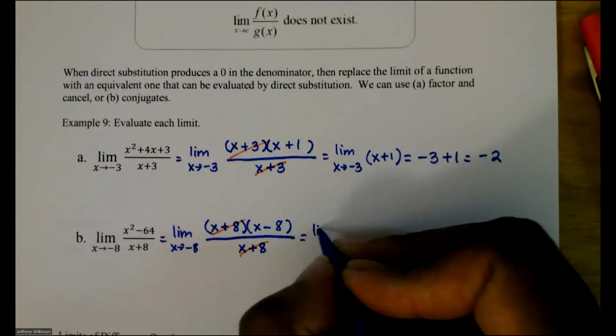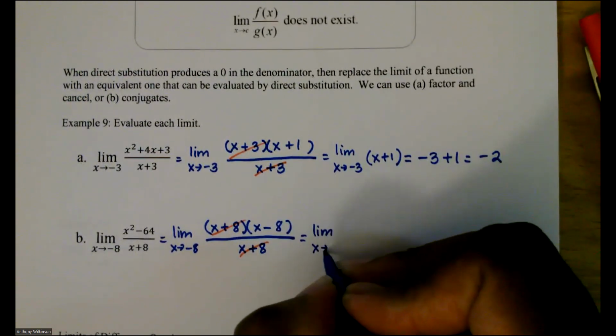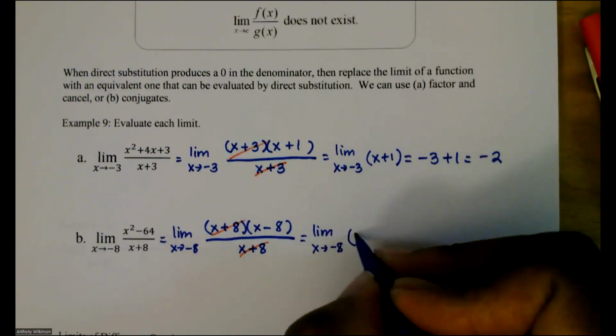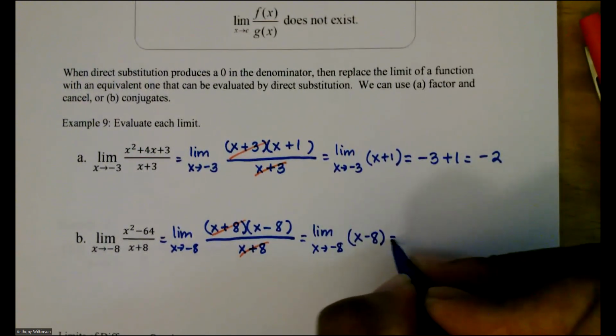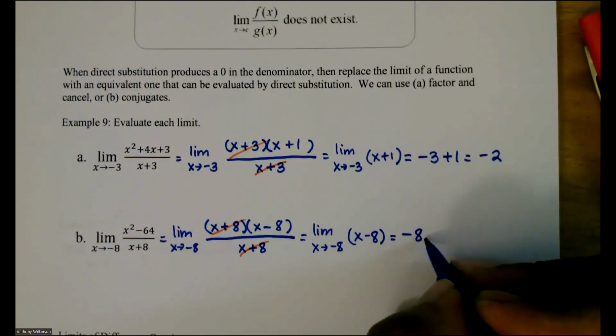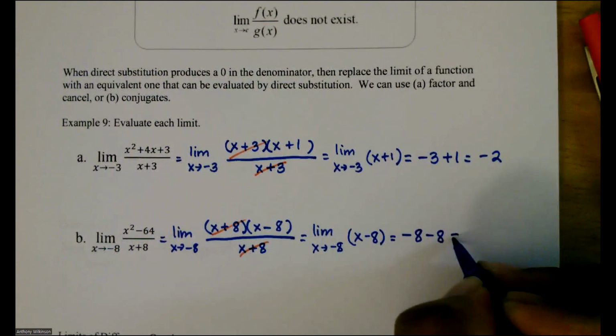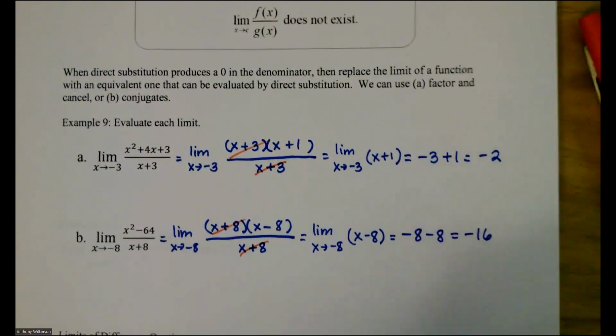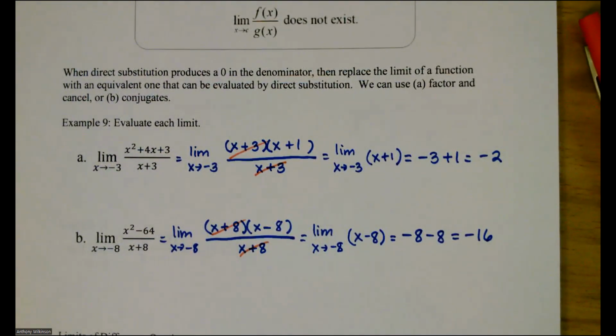That'd be equal to the limit as x approaches negative 8 of x minus 8. Replace your x with negative 8, because you're not going to get a 0 in the denominator. So it'll be negative 8 minus 8, or negative 16. Okay. Now keep in mind, the only calculus that I've done here is just taking the limits. Everything else is just algebra.